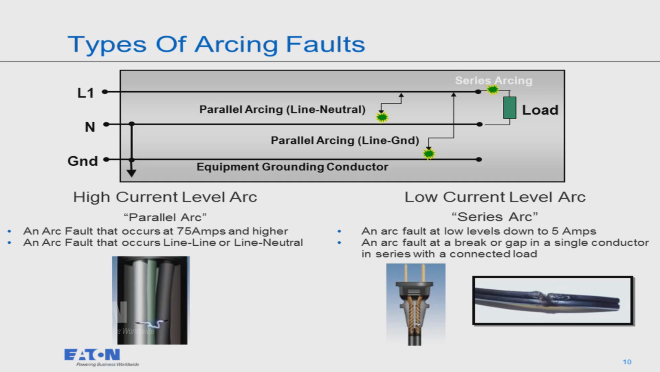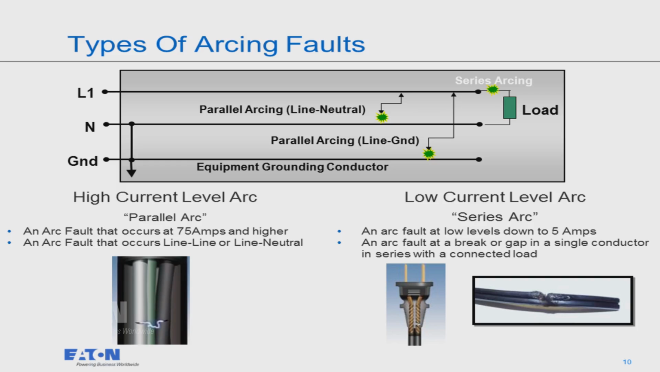We're looking at the parallel arcs, from line to line and line to ground. So that's the parallel version of the arcs. The other type of arc is the lower current series arc. It's an arc fault that occurs at lower levels, but there's still a potential for it to cause a fire.